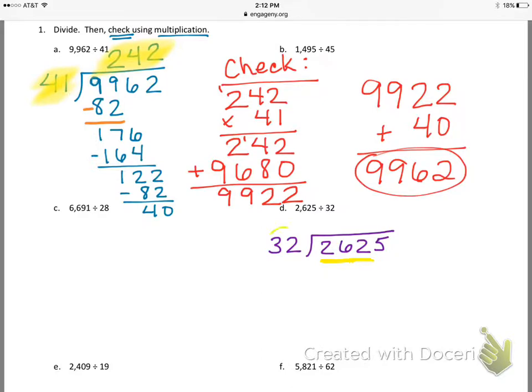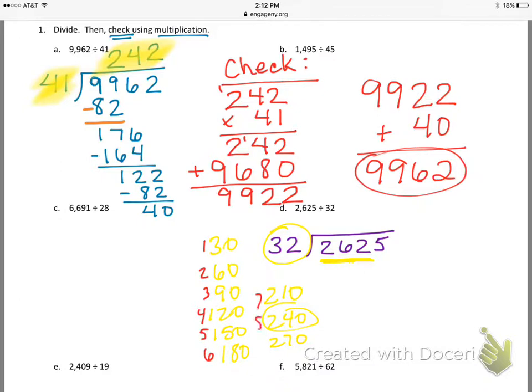At this point, I'm rounding my 32 to about 30, and I'm thinking of multiples of 30 until I get close to 262. This is my brain over here thinking 180, 210, 240, 270. That's close, but it's too much. So I'm going to go with 240. How many times did I have to count up to get there? 1, 2, 3, 4, 5, 6, 7, 8. That would be 8 times. So I'm going to go for a starting place of 8.